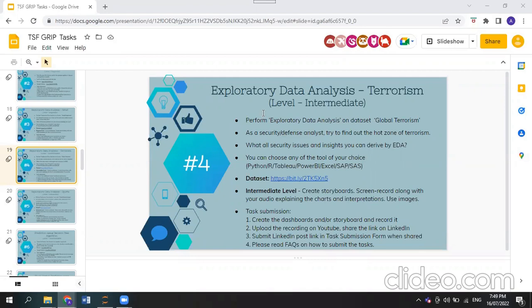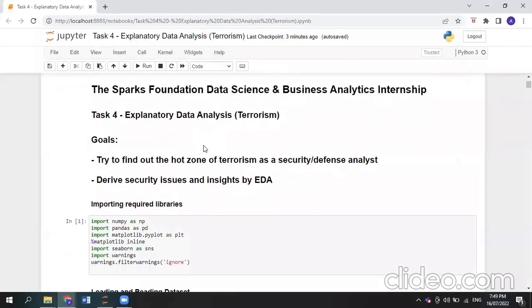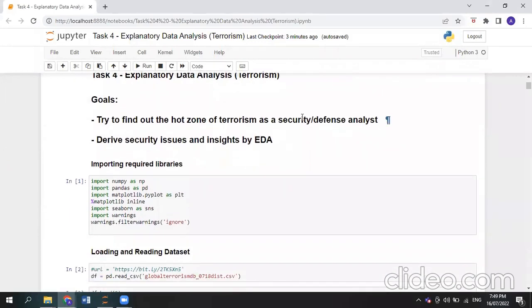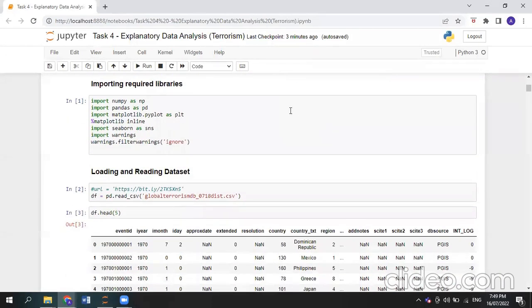Today I am going to show my work for Task 4, which is an exploratory data analysis of terrorism. Here we are going to show our code. Our objective is to find out the hot zone of terrorism as a security analyst and derive any security issues or insights found by exploratory data analysis.